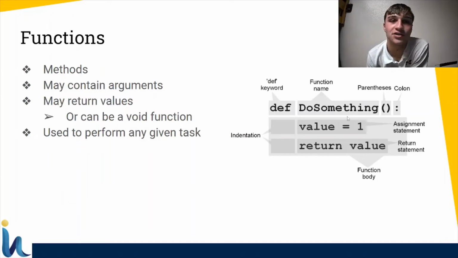And just a little functions review before we get started. Functions are synonymous with methods, and functions may contain arguments. This is an example of a function in Python. As you can see, it has a slightly different structure than in Java. It uses the def keyword to define the function. And functions may return values, may contain arguments. In this case, there are no arguments, but there is a return value. The return value is returning value, which is equal to 1. So if you were to call this function, it would just return 1.